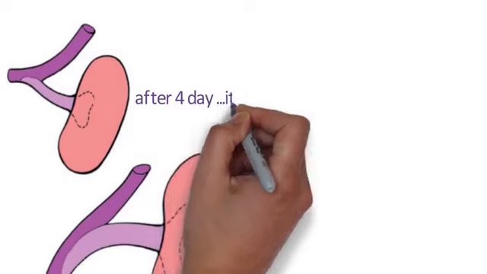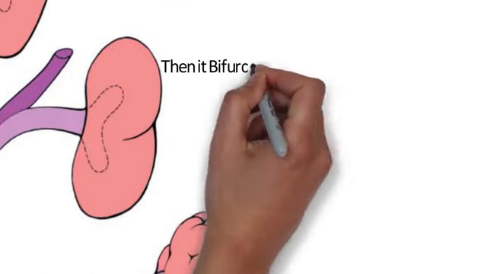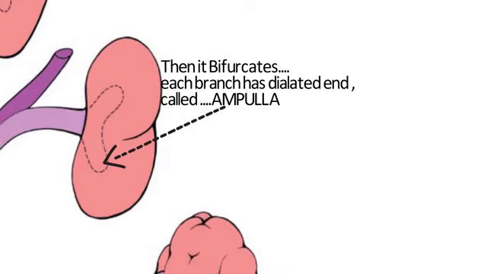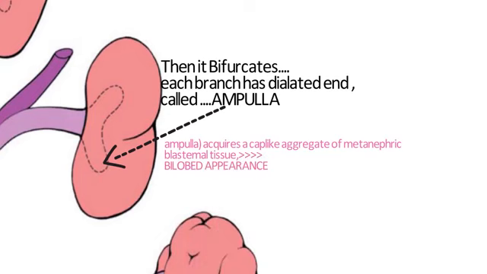About 4 days after this event, the ureteric bud penetrates the blastemal tissue. After penetration, it bifurcates, and each branch dilates at its end. This dilated end of each branch is known as an ampulla. Each ampulla acquires a cap-like aggregate of metanephric mesenchyma or blastemal tissue. This configuration, that each branch has a dilated end and that dilated end acquires a cap-like tissue of mesenchyma, makes the metanephros a bilobed structure. So the metanephros have a bilobed appearance at this point of development.